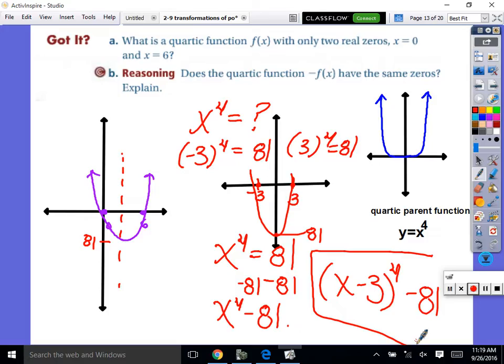So I'm going to ask you a question. Does the quartic function negative f of x have the same zeros? No.